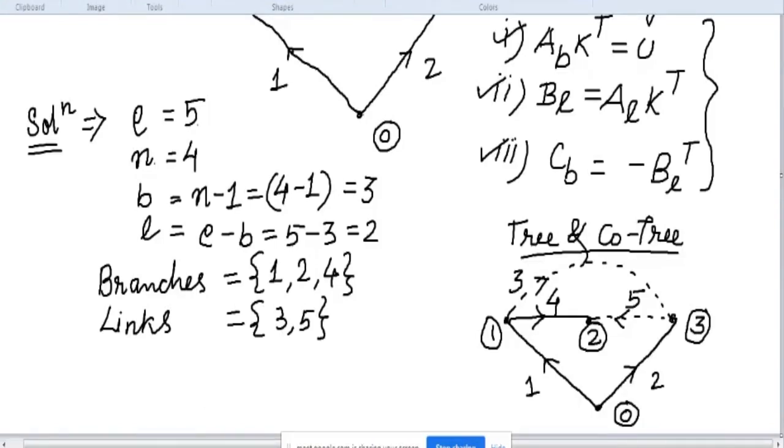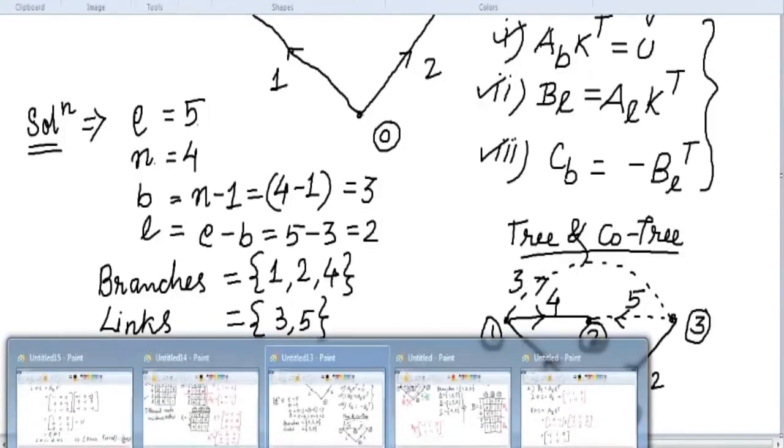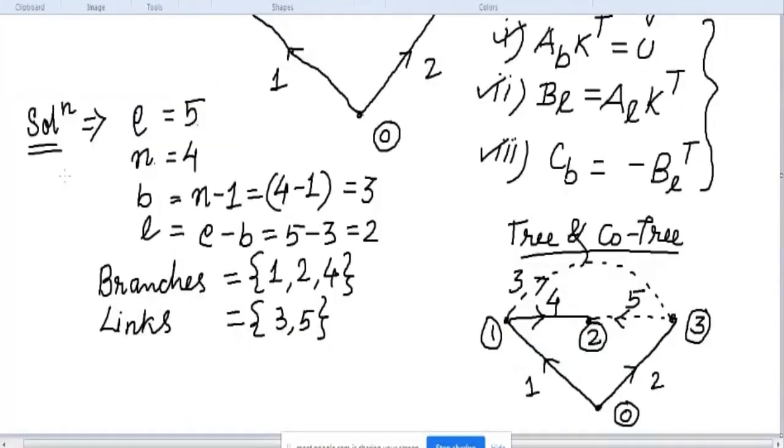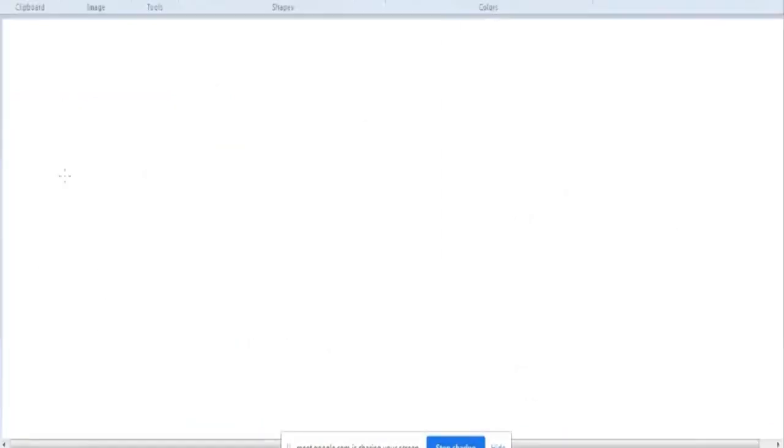Okay, so let's start with the third part, so that if you get BL transpose minus BL transpose equal to CB, then there is no issue with the BL. Okay, so let's start the third part. Fine, let's move to the third part first and then we will see.